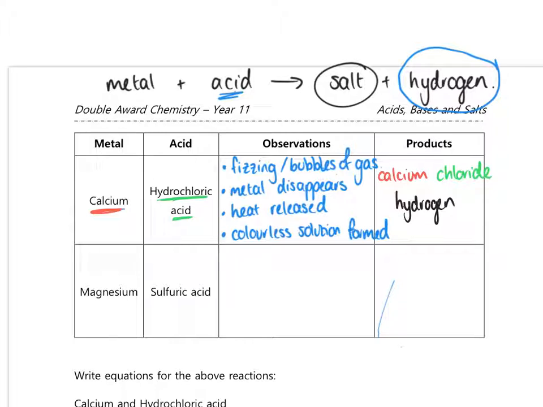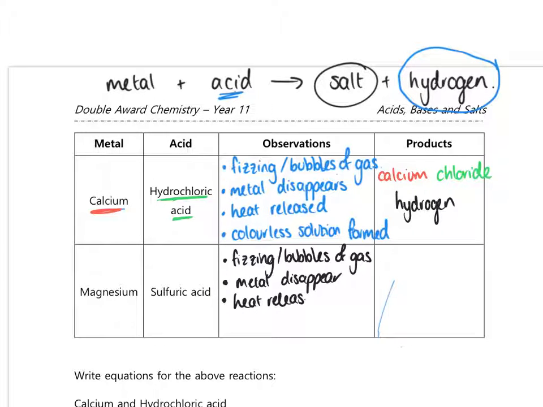With the second reaction, we see exactly the same observations because we've got a metal reacting with an acid again. So we're going to see fizzing due to the production of hydrogen. The magnesium is going to disappear into the solution, there's going to be heat released, and we're going to form a colourless solution at the end of it all.